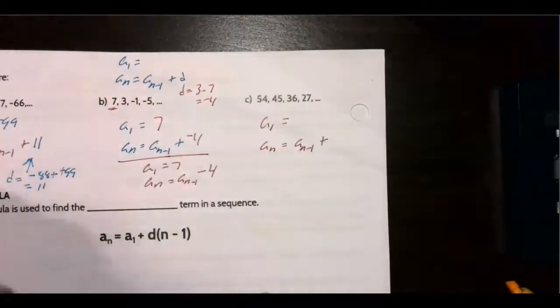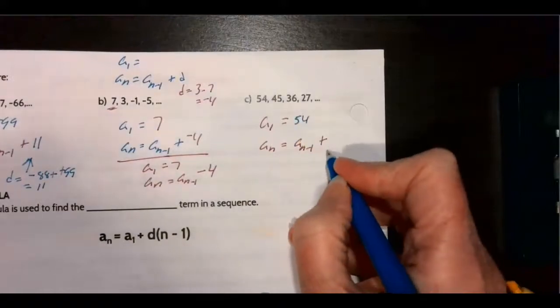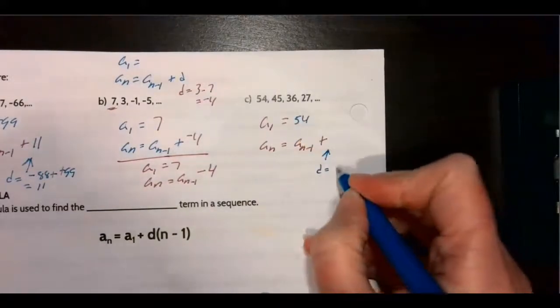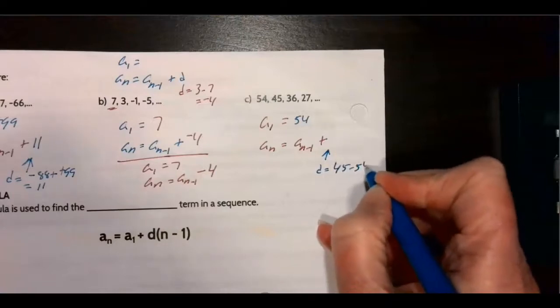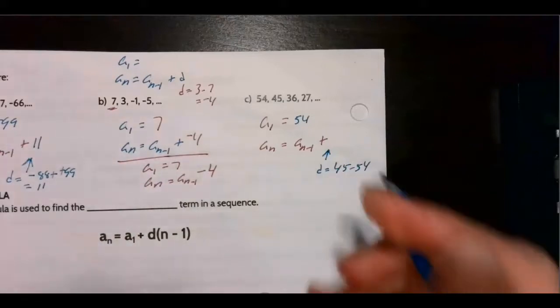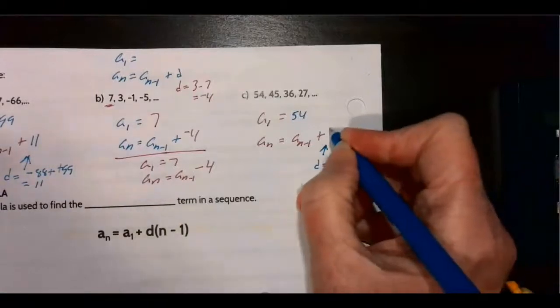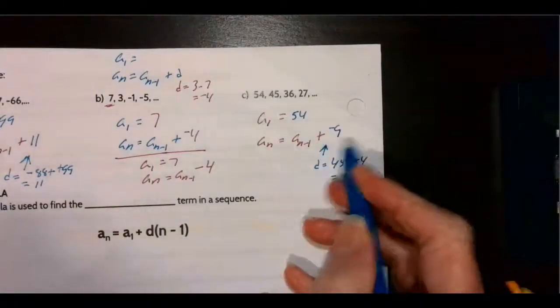Okay, so a sub n, we know that's 54. And D, remember we're finding D right here. We're going to take 45 minus 54. Sorry, can't do that in my head. I know I should be able to. 9. Okay, and it's a negative 9. So again, I can write either negative 9 or I can write that as minus 9.